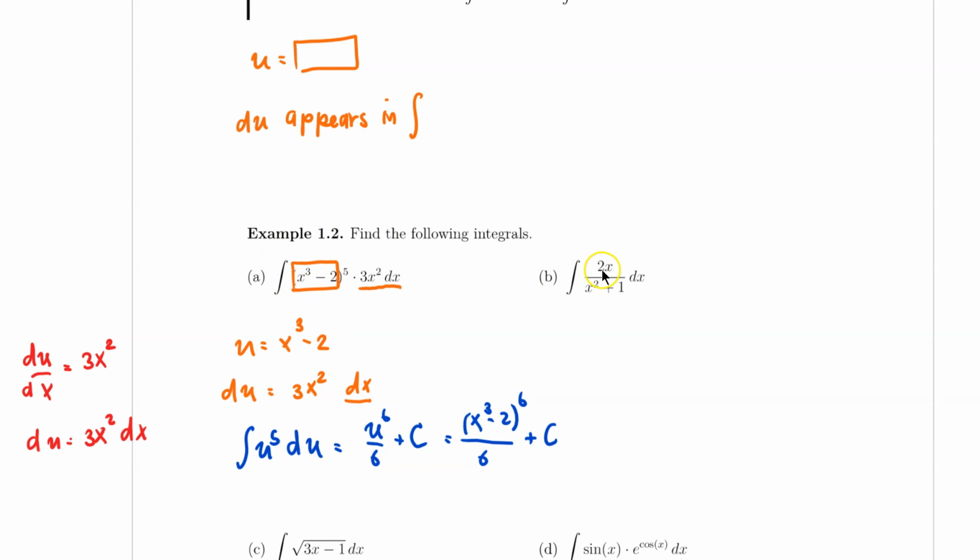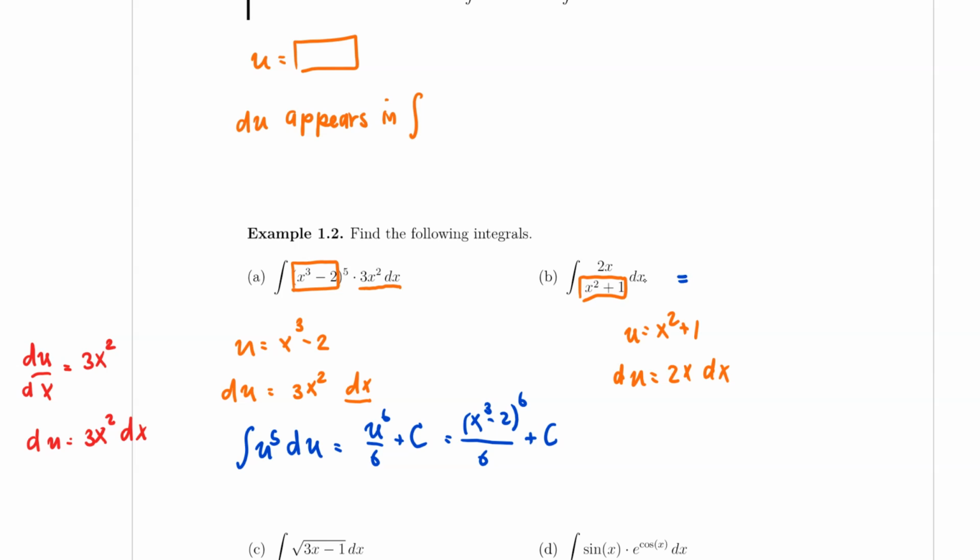Let's look at part B now. I have 2x divided by x squared plus 1. Notice how the derivative of x squared plus 1 is just going to be 2x, the x that we see up there. So now I can let my u be x squared plus 1 here. So my u is just going to be x squared plus 1, and then my du is just going to be 2x dx. So I can go ahead and make the substitution.